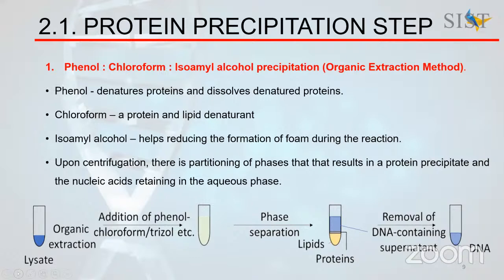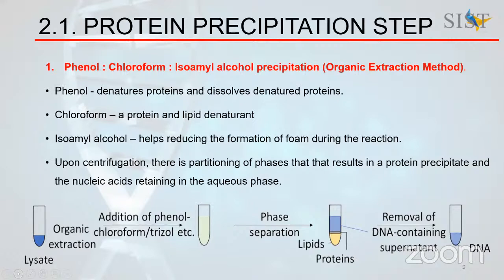And after the addition of these reagents, we'll have to do the centrifugation. Centrifugation means using the centrifugal force, which is a type of gravitational force. Using that, we can precipitate the materials present in the lysate according to their density, right? So after doing the centrifugation, we'll be able to precipitate this protein in pellet form, and even the lipids will also be precipitated.